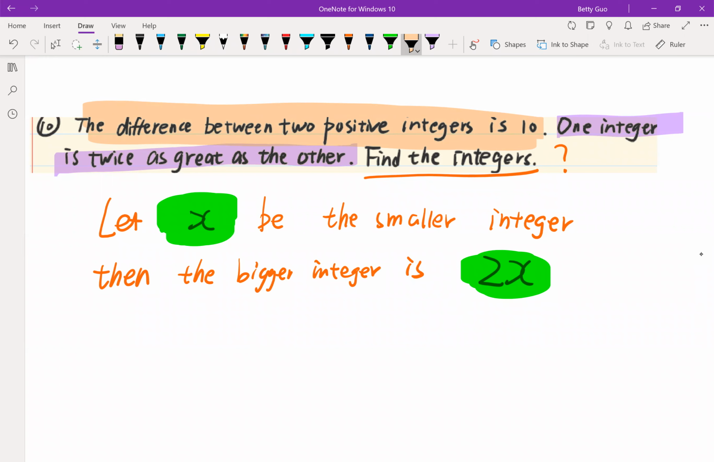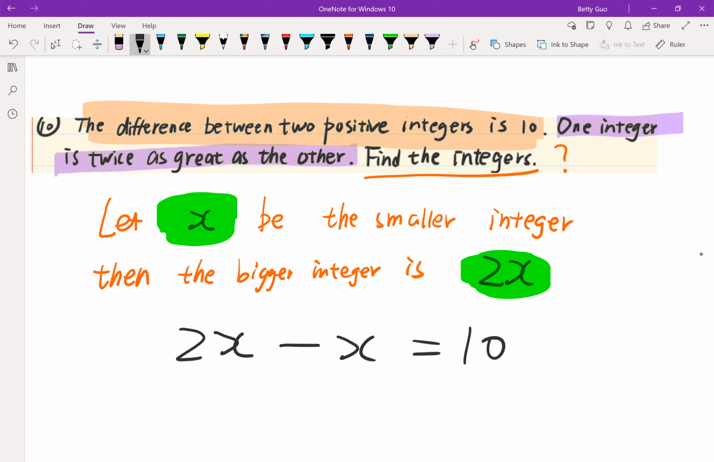Does that mean the bigger number minus the smaller number is 10? Yeah, difference, right? So the bigger number minus the smaller number, the difference is 10. That's the equation. I modeled this problem for you. Tomorrow, you will have to model your own. The beginning part, where you bring in x and set up the equation, is the harder part. Solving the equation is easy.